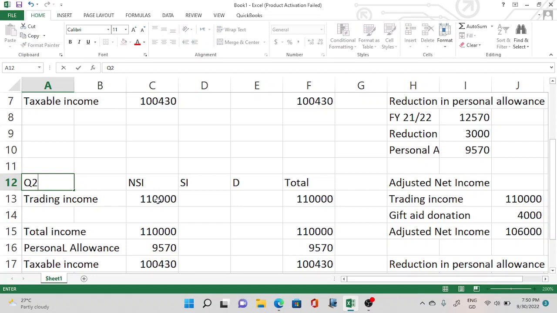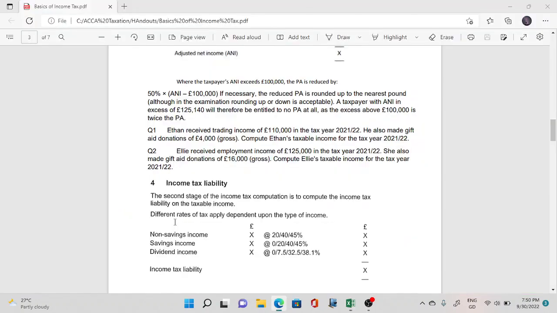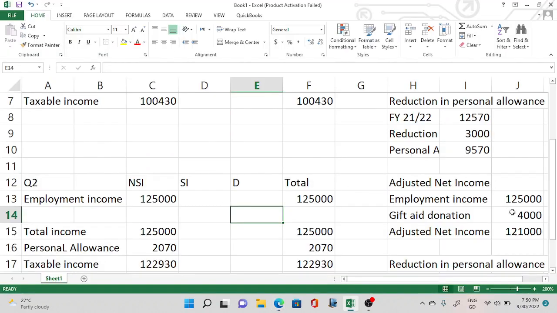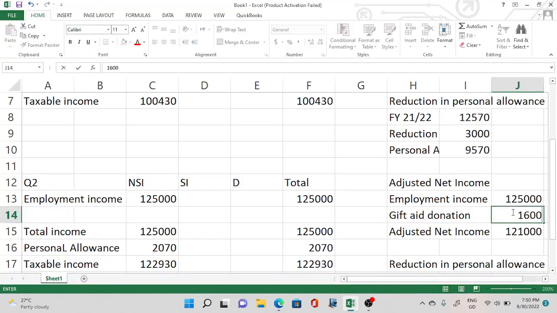Question number 2. Here we have the employment income, that is 125,000. Can you see how the answers change, because I have linked it up. I would request all the students to do the same. So 125,000, she has made gifted donations. I'm just replacing the figure. Gifted donation 16,000 gross. I need the gross, and I'm getting 109,000.